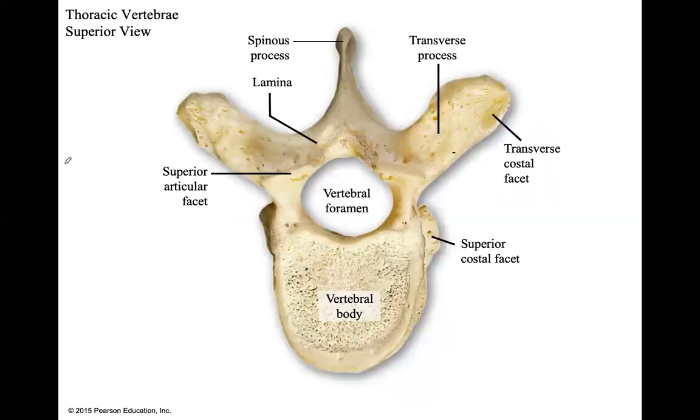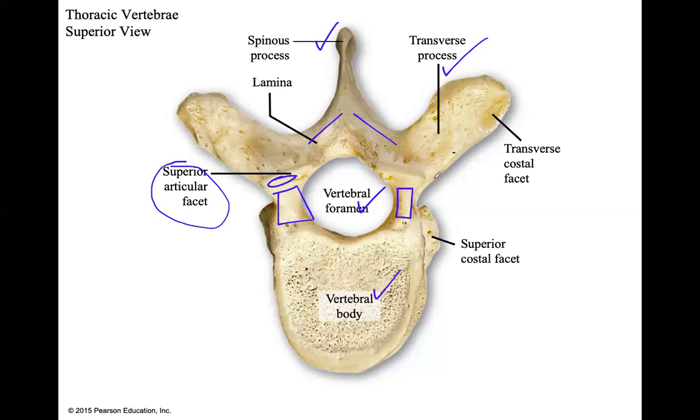Okay, so we have 12 thoracic vertebrae. When we look at the thoracic vertebrae, again, we can see it's a typical vertebra. So there is a vertebral body, a vertebral foramen. We have your transverse process. We have a spinous process. Notice the spinous is not bifid here. We do have pedicles. We do have lamina. We have a superior articulating process with a superior articulating facet.